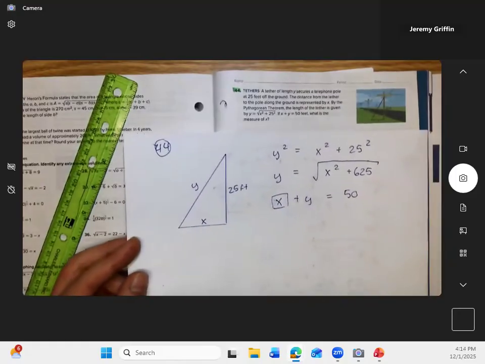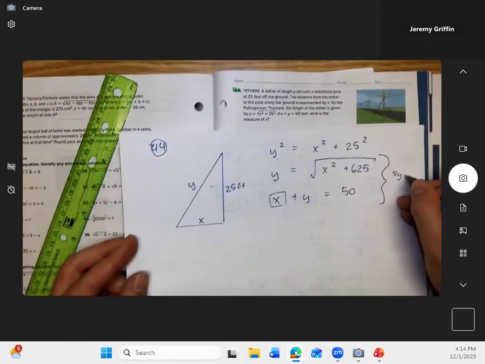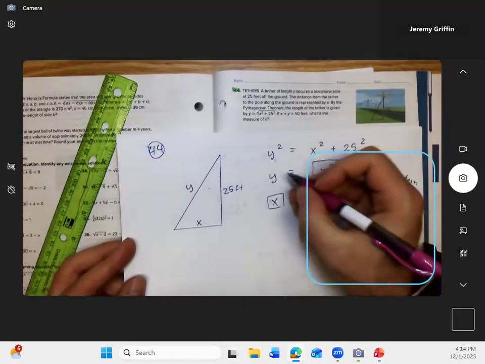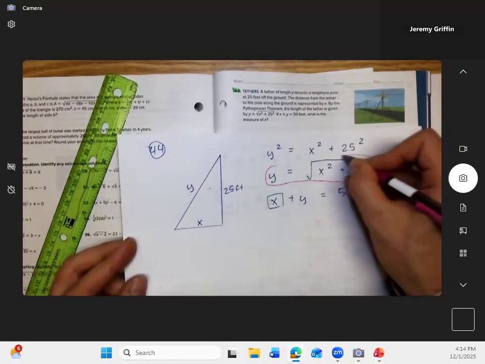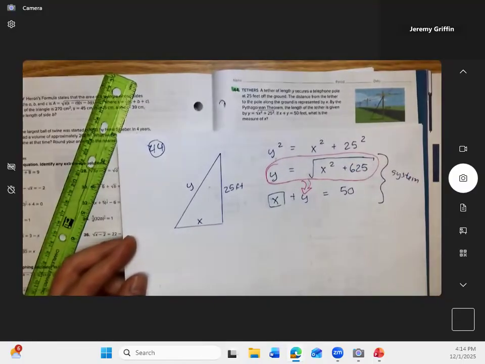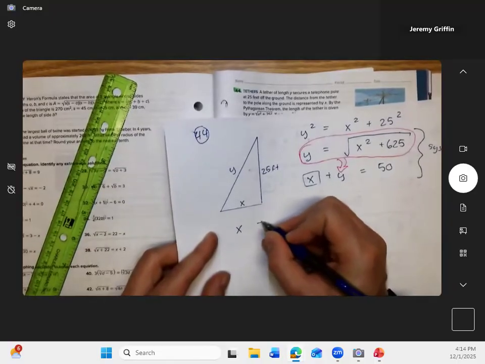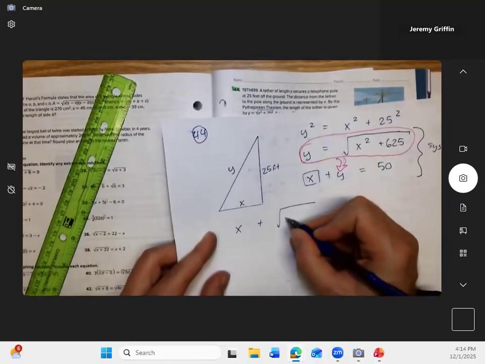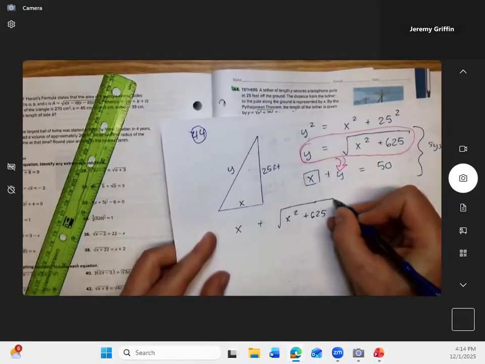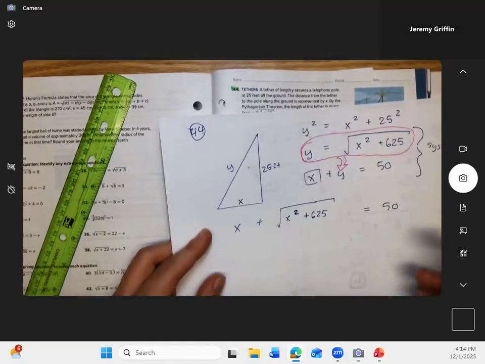So what can I do? Now, I sort of have a system of equations here. Mark that as system. There might be a few different ways to do this. One thing I see right away is if y is equal to this expression in terms of x, can I just substitute that in for this y right down here? Totally do that. Let's see where this leads. So x plus the square root of x squared plus 625 is all equal to 50.